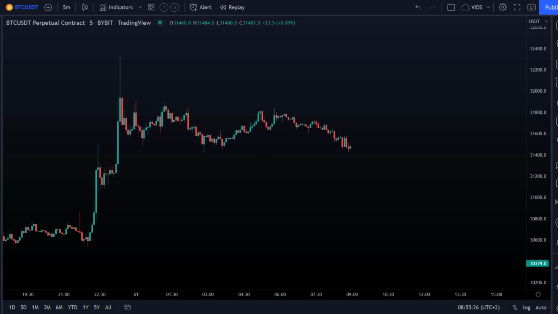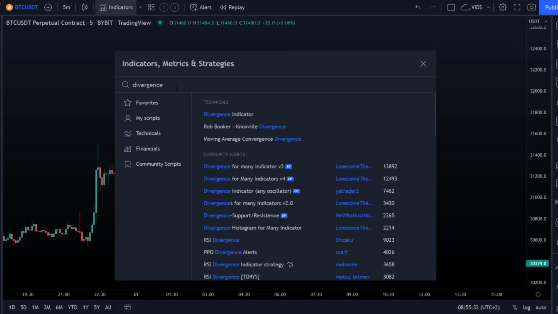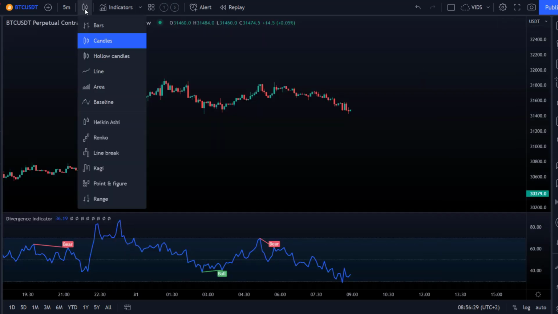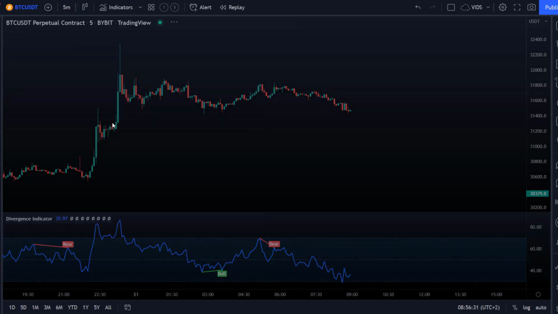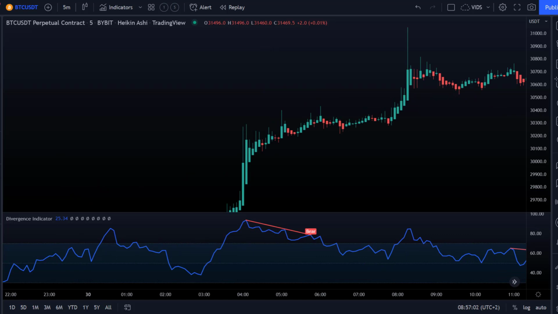The strategy is a combination between indicators and price action. The indicator we are going to use is called the divergence indicator. As soon as you've added it, you don't have to adjust it anymore. We do change our candlesticks to the Heiken-Ashi shape. The divergence indicator shows bearish or bullish divergence when the price itself does the opposite.